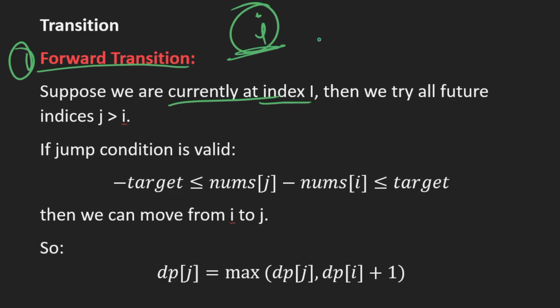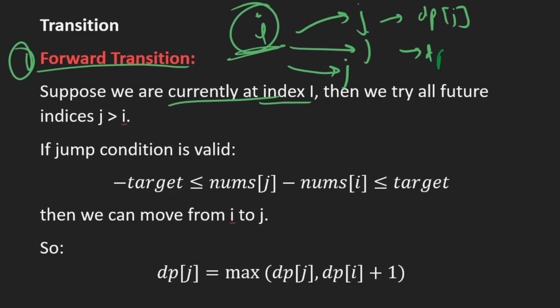And then from this index i, we'll jump to all the possible indexes j, and then update their dp of j values. So from the current state i, we are moving to all the future states j. That's why it is a forward transition.